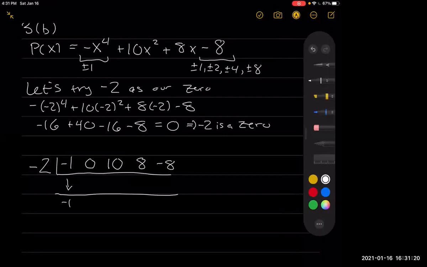All right, -2 times -1 is 2. We add and get a 2. We multiply, -4. We add and get a 6. We multiply and get a -12. We add and get a -4, sorry, because -12 is bigger than 8. We multiply and we get an 8, and then we have a 0 remainder, which is what we wanted.